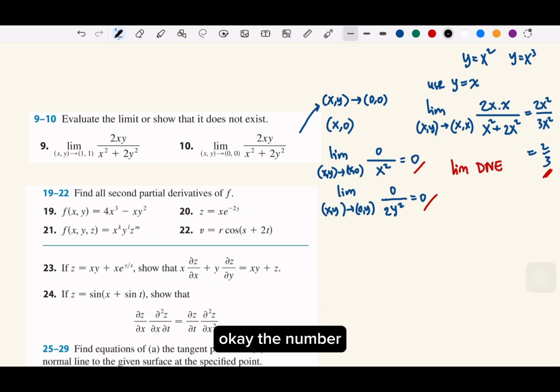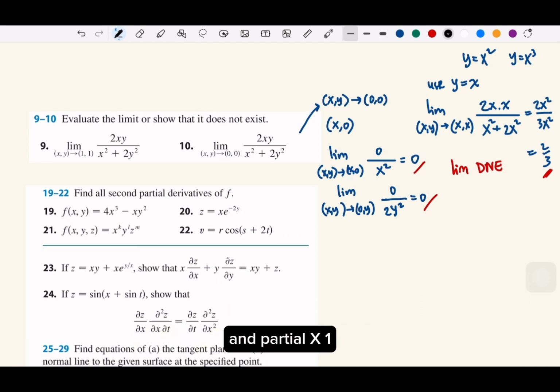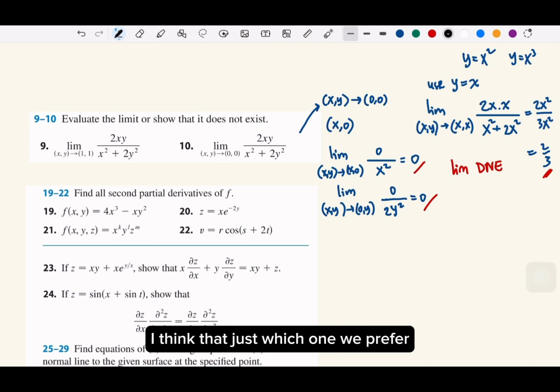Okay, this number 4 is asking for the second partial derivative. What does that mean? We need to derive twice. And remember, because it's a partial derivative, we can have 2 possibilities, right? Partial with x, partial with y. And then we have partial xx, partial yy, and then partial xy. At least 3 different partials. Partial xy and partial yx are the same, so we can just use whichever one we prefer. So for example, let's look at maybe number 20.